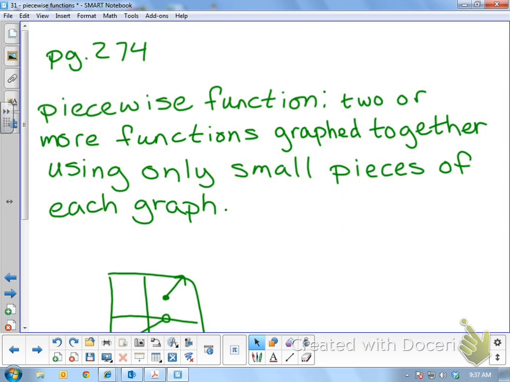A piecewise function is two or more functions graphed together using only small pieces of each graph. So a piecewise function uses more than one graph at a time, and we only use small pieces of each graph.